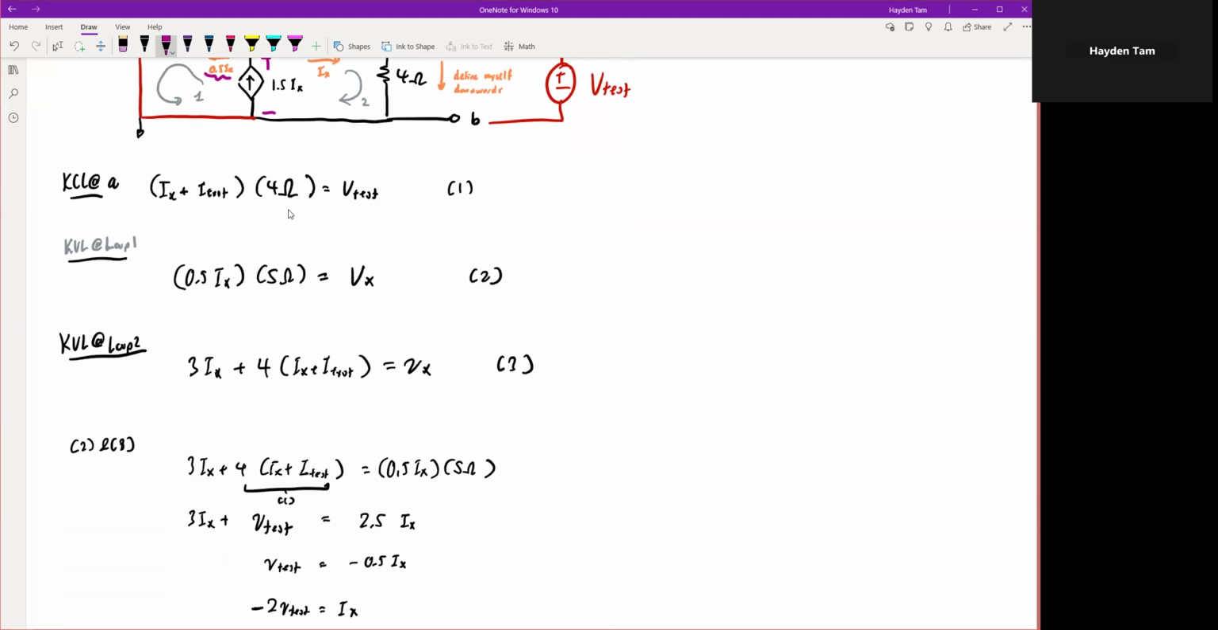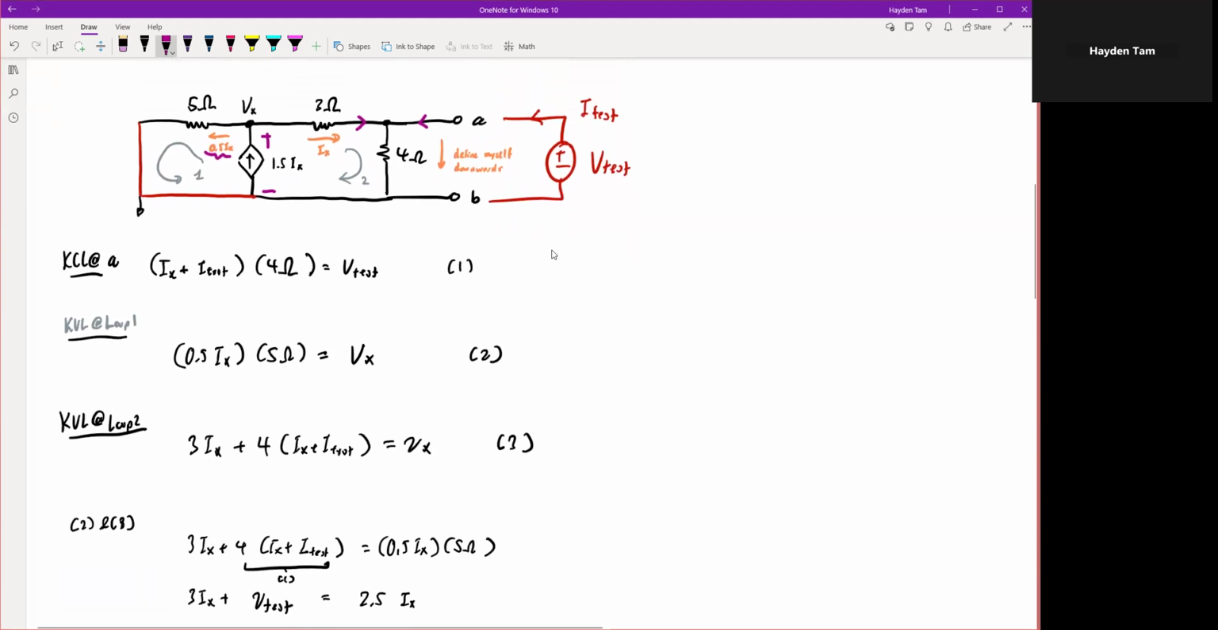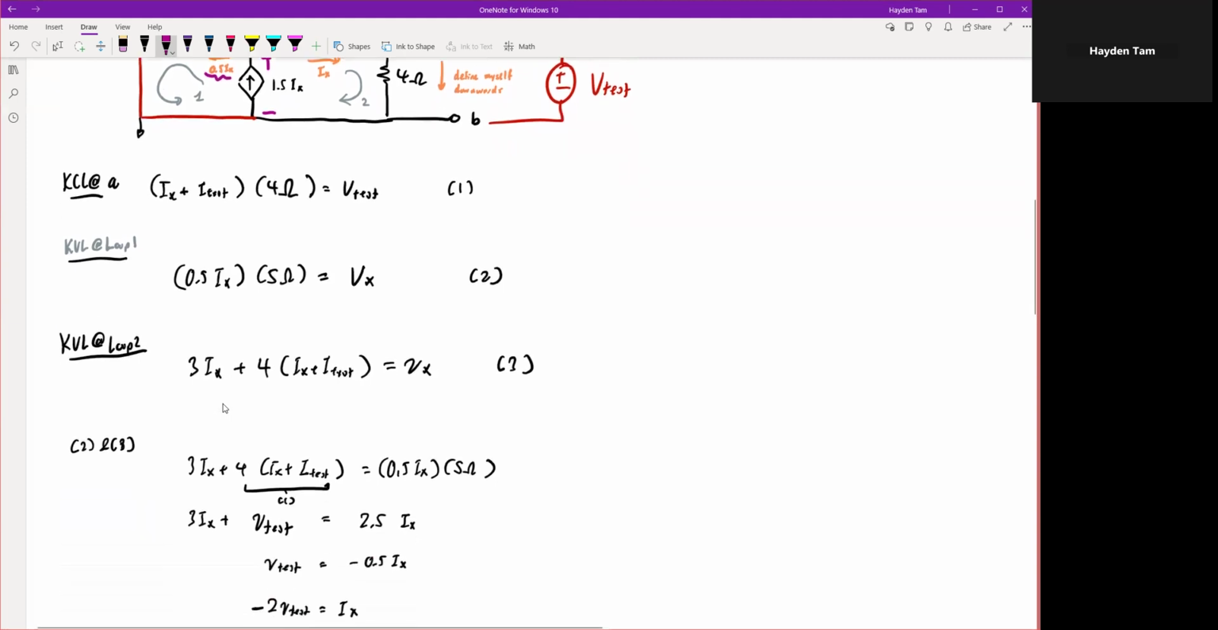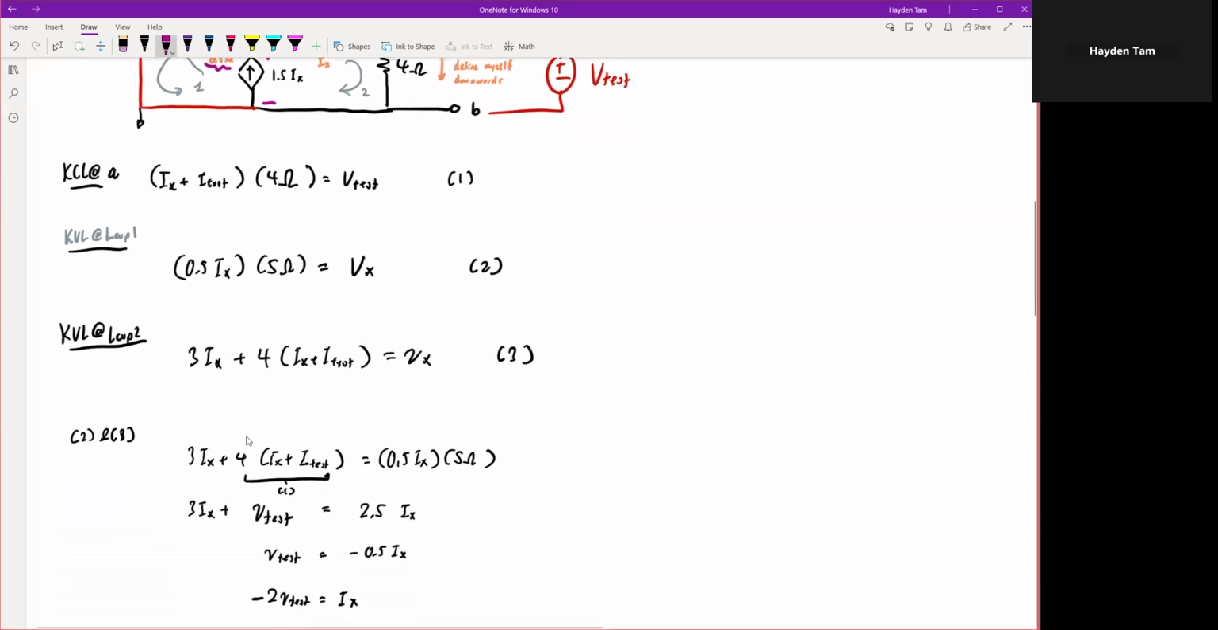We want V test and I test, because ideally we want to find our input impedance. And input impedance is going to be V test over I test, which is equal to R in a sense. You guys will just think about that a little bit. It'll work out in math. You guys will see it later.